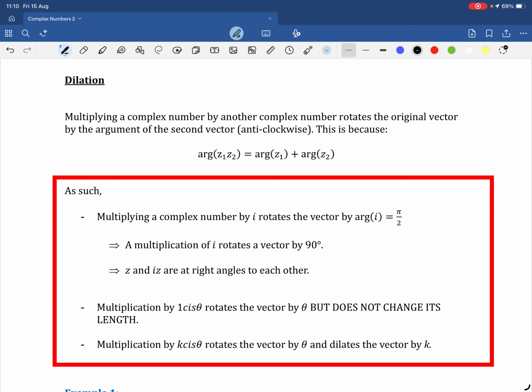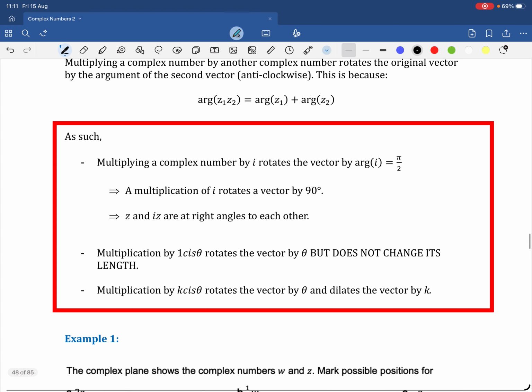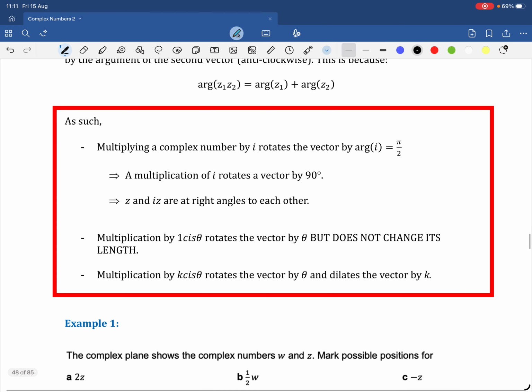Multiplying a complex number by another complex number rotates the original vector by the argument of the second vector. So the argument of z1 times z2 is the argument of z1 plus the argument of z2. As such, multiplying a complex number by i rotates the vector by the argument of i, which is pi on 2. So multiplying by i rotates by 90 degrees, which means that the vectors z and iz are at 90 degrees to each other, or at right angles.